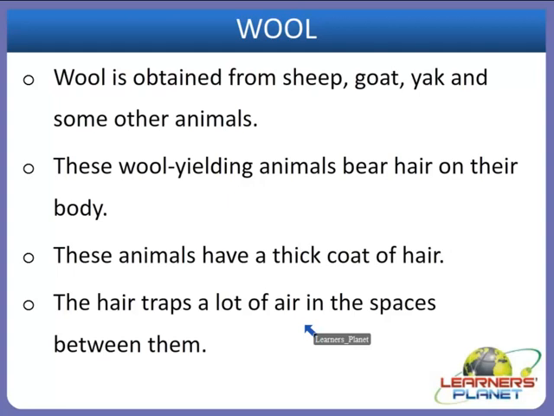So we can say that it is an animal fiber. It is actually the hair on the body of certain animals. And these animals have a thick coat of hair which traps the air in the spaces between them. And what is the advantage of having spaces between them? Yes, it is because the air does not allow the heat of the body to escape, and that is why the body is kept warm. Now you know why we wear woolen clothes in winter season, right?